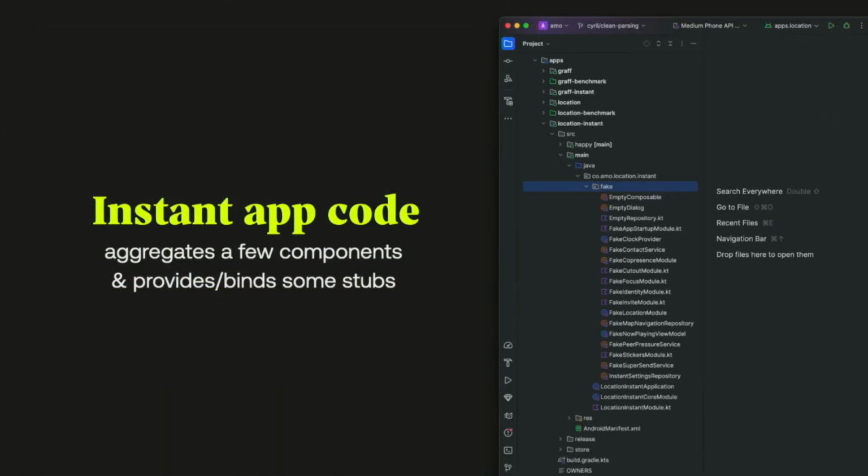So this is really as simple as it gets. And if you look at the Location Instant source code, it's really just taking components and aggregating components into one app.